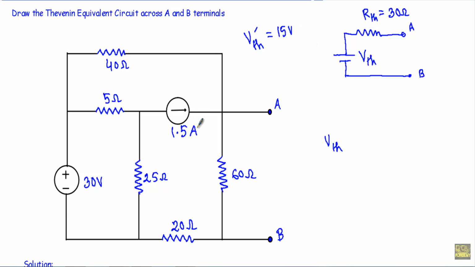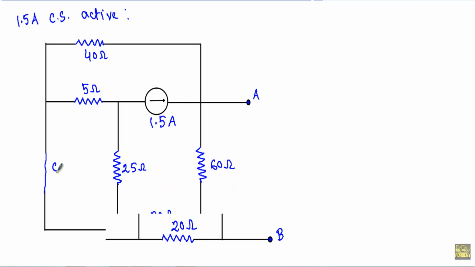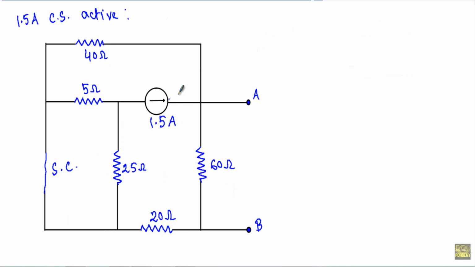Now I will keep this 1.5 ampere current source active. Therefore I will replace this voltage source with a short circuit. So after replacing the voltage source with a short circuit, our circuit will look like this. Now look at this terminal and this terminal. Here you will see, with respect to this terminal and this terminal, this 5 ohm resistor and this 25 ohm resistor will be connected in parallel.